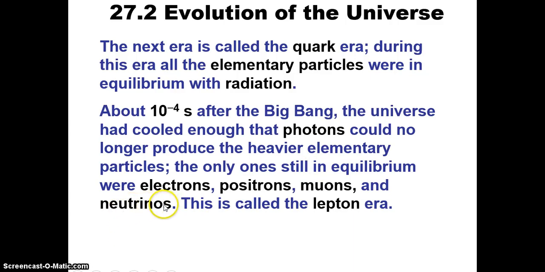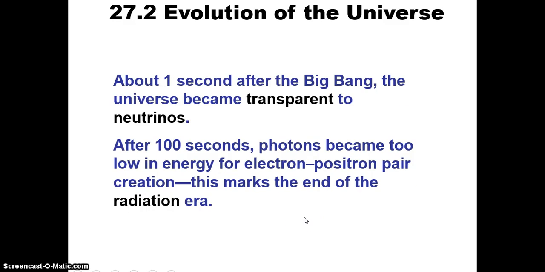And of course, neutrinos, right? Neutrinos are a huge part of the universe. Although these are very elusive particles, they travel almost at the speed of light. Remember, they come from nuclear reactions. Anyhow, the next era after the quark era is called the lepton era. That's when the electrons are created. Then about a second or so after the Big Bang, the universe becomes transparent to neutrinos.